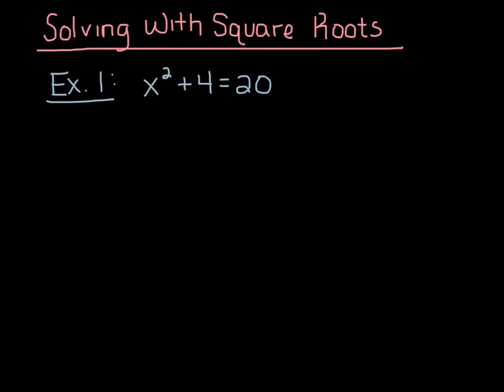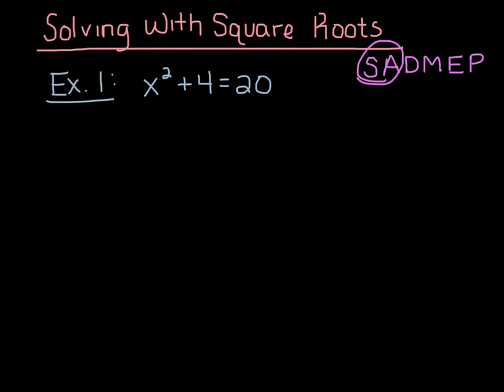Okay, so here's our first example of something that we're trying to solve. x squared plus 4 is equal to 20. And let's keep SADMAP in mind. I'm going to just jot that up here in the corner. So the first thing we want to undo is any subtraction or addition. And I do have addition right here. So I'm going to undo that plus 4.